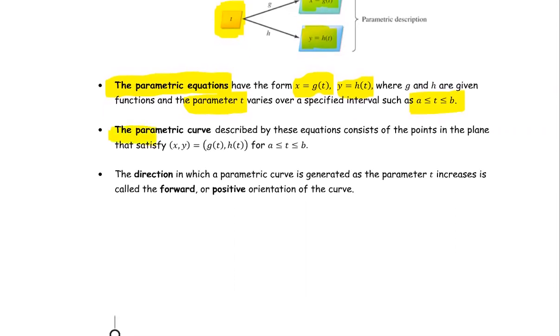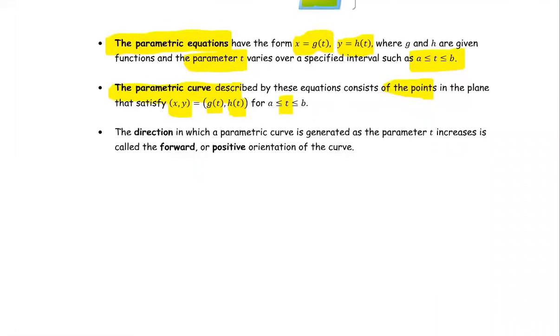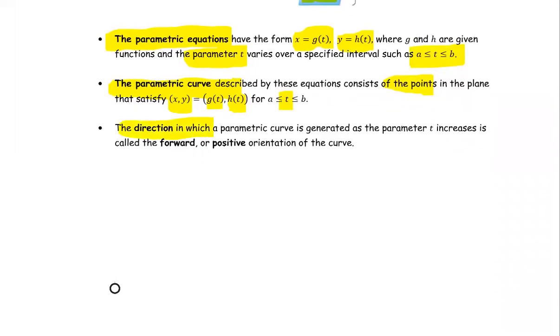The parametric curves described by these equations consist of the points in the plane that satisfy the ordered pair (x, y), where x is g of t and y is h of t for t between a and b. The direction of the parametric curve is generated as the parameter t increases, and is called the forward or positive orientation of the curve.